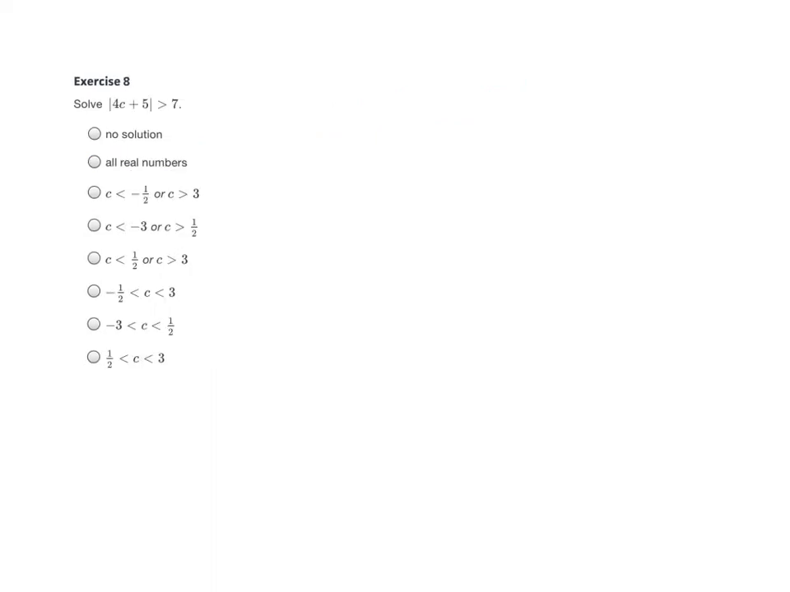Number 8. Absolute value of 4c plus 5 greater than 7. And we know that this is going to be positive, so we want to ask ourselves, can a positive be greater than 7? Sure, it can be. Now we're going to split it. We've got 4c plus 5 greater than 7. And we have 4c plus 5 less than negative 7.